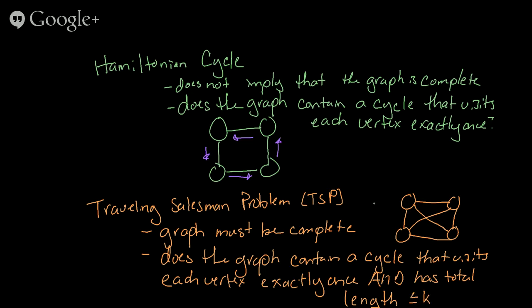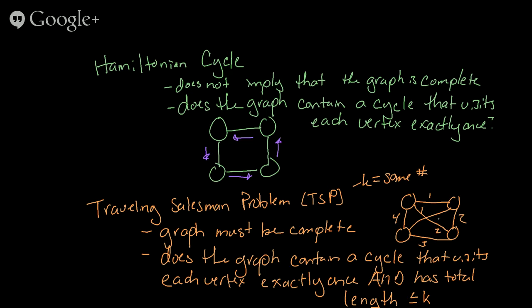So that means that in your traveling salesman problem, you must also have some number k, which is a non-negative integer, and your edges here must have weights or lengths to them. So every edge must be given some number associated with it. And they can be the same number. It doesn't have to be like numbering off the edges.